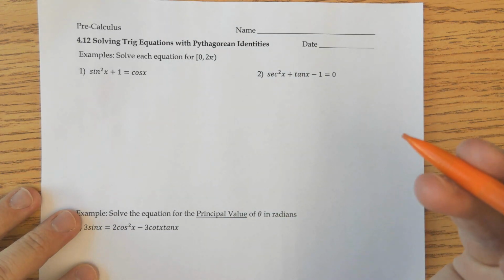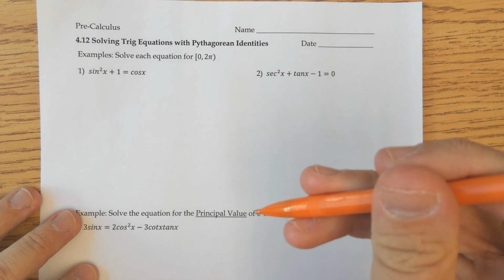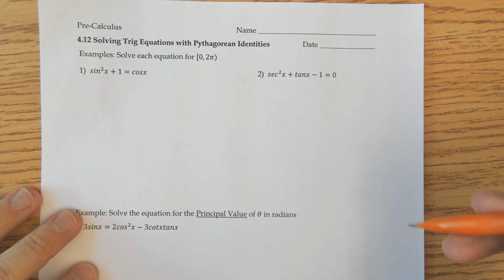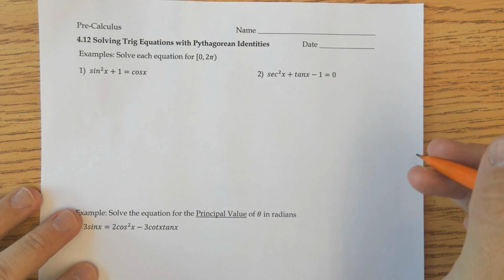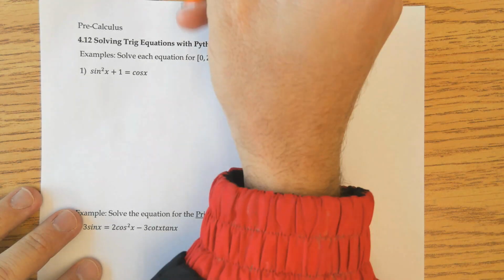All right, so today we are going to be solving trig equations with Pythagorean identities, okay? Yesterday we just did a lot of solving with algebra, and today we're going to have to actually involve some of the identities real quick, okay?